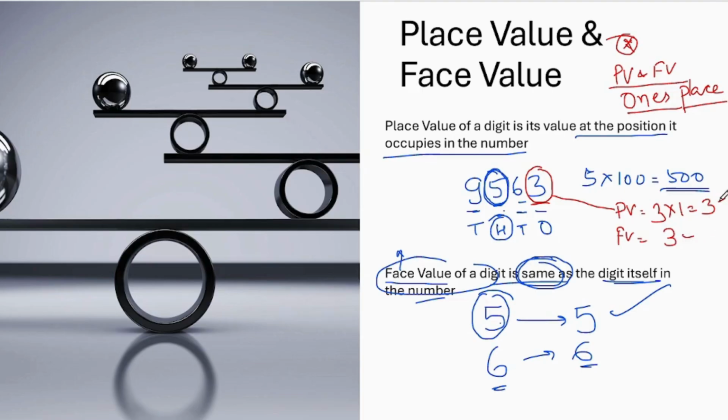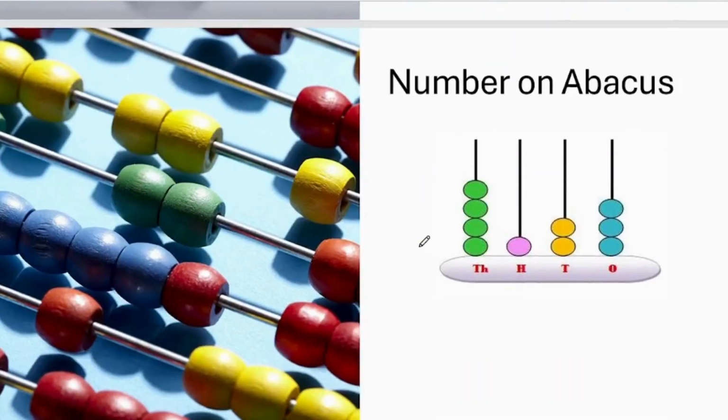So the place value and face value of a digit at one's place in a number are always the same, right? So you can be asked a direct question on this concept. Just keep a note of it somewhere. We'll see how we can solve direct questions from there.